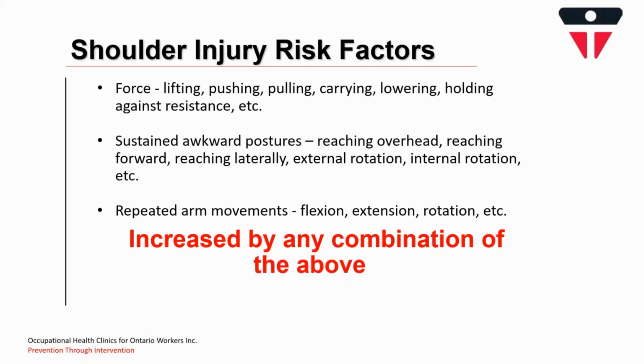Sustained awkward postures in terms of things like reaching overhead, reaching forward, laterally, extended external or internal rotations also increase the risk of injuring your shoulder. And then obviously, any type of repeated arm movements. Any movement that you make with your arms affects your shoulders, even if you do not believe you're moving at the shoulder joint itself. Keep that in mind. It's very, very important. And then the increase in any of those factors, posture, repetition, and force, greatly increases your chance of injury.